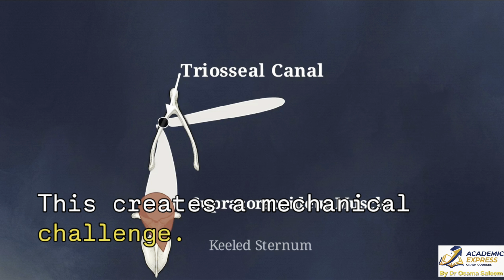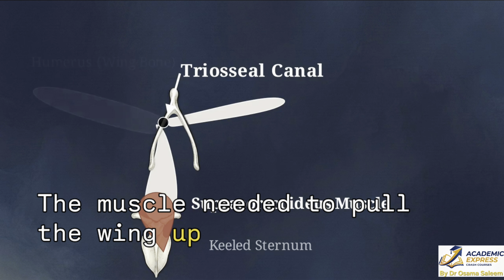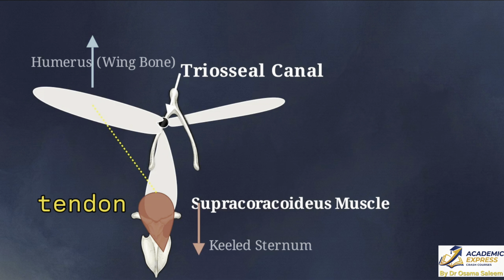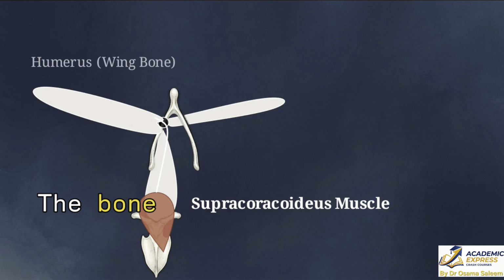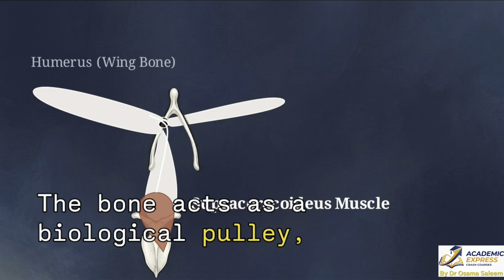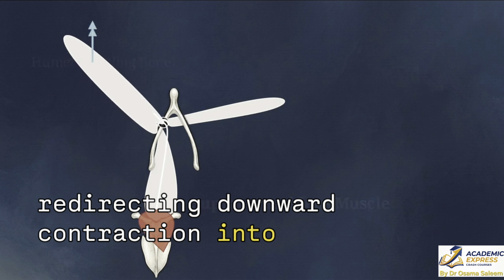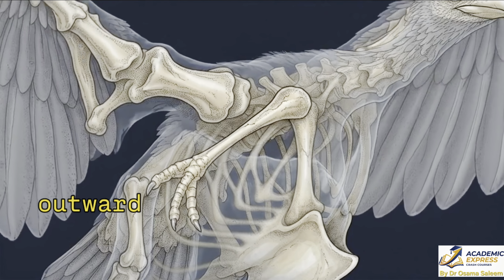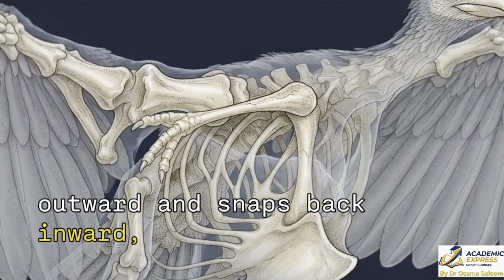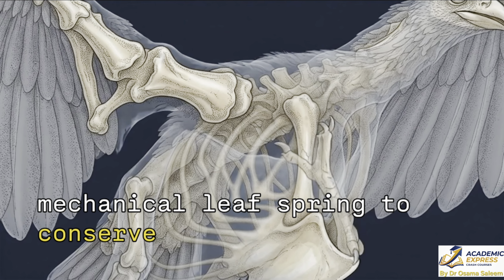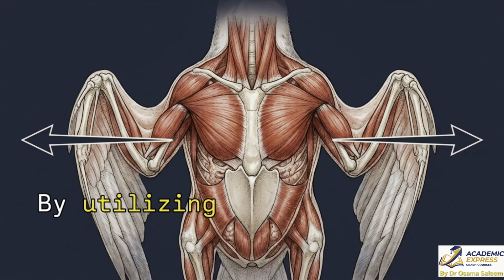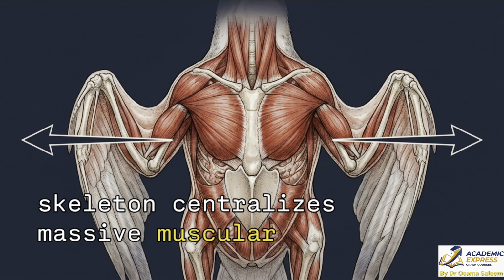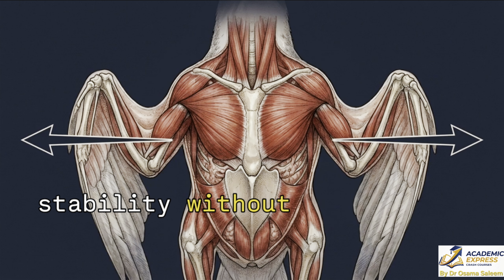This creates a mechanical challenge. The muscle needed to pull the wing up is positioned below it. The supracoracoideus solves this by sending its tendon through the triosseal canal. The bone acts as a biological pulley, redirecting downward contraction into upward lift. During these strokes, the paired furcula flexes outward and snaps back inward, acting as a mechanical leaf spring to conserve kinetic energy. By utilizing these bony pulleys, the avian skeleton centralizes massive muscular weight for stability without compromising the force needed for flight.